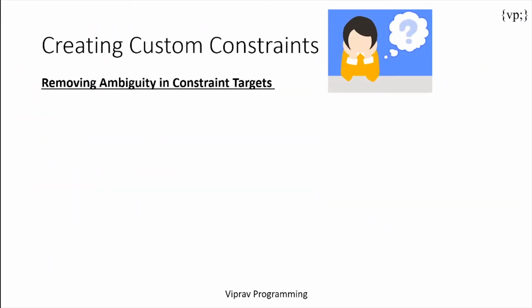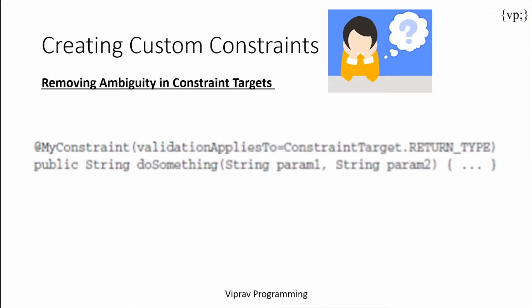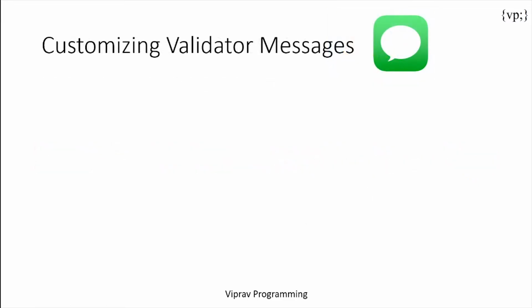Now, let's take a look at removing ambiguity in constraint targets. We've talked about ambiguity in constraint targets before, but I will address it here too. When we set a constraint on the method or constructor level, meaning above the method, this creates an ambiguity if the method has parameters as well. You may want to specify what the constraint is on, the return type or the method parameters. This is what the validation applies to attribute solves. So over here in this example, you can see that the validation applies to sets the target to your return type instead of your parameters, which removes all ambiguity and makes your code much easier to read.